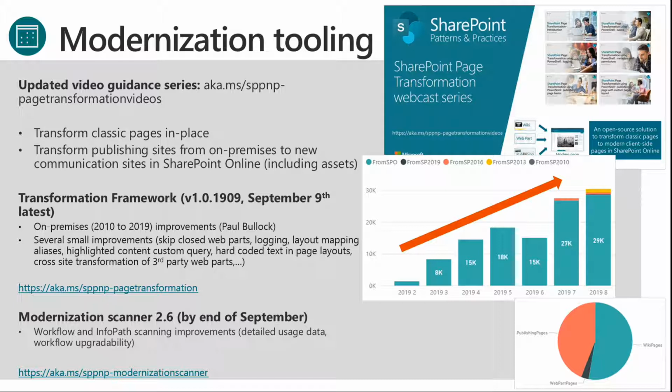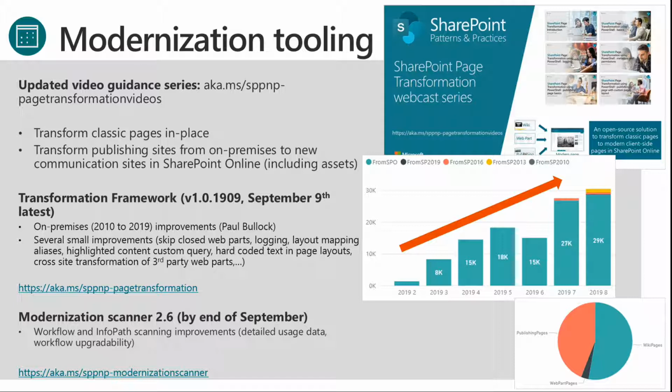So overall, lots of small improvements, and as you see on the slide, the usage trend is going up. We'll see more and more usage, more tenants, and definitely more pages being transformed each month. Also more and more publishing pages. Many people are doing publishing page transformation, which means they are getting rid of the classic portals, which is great.